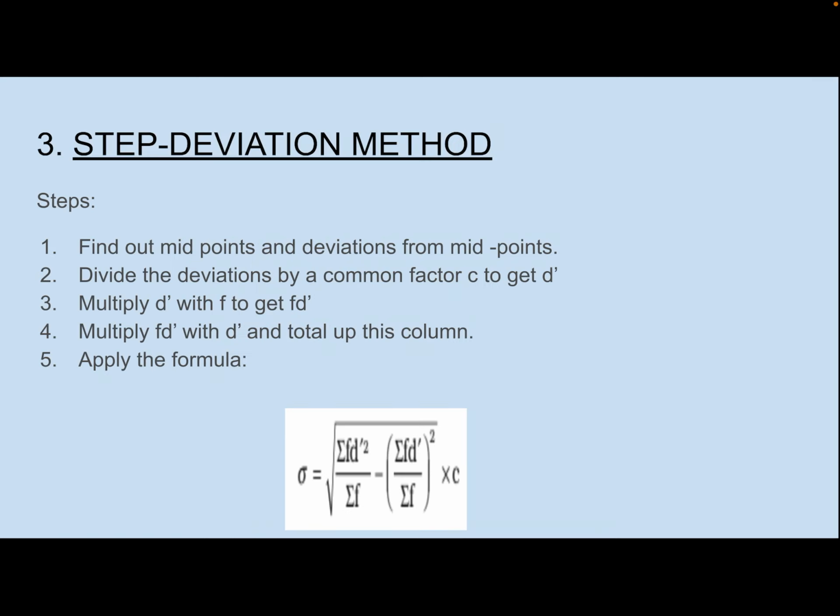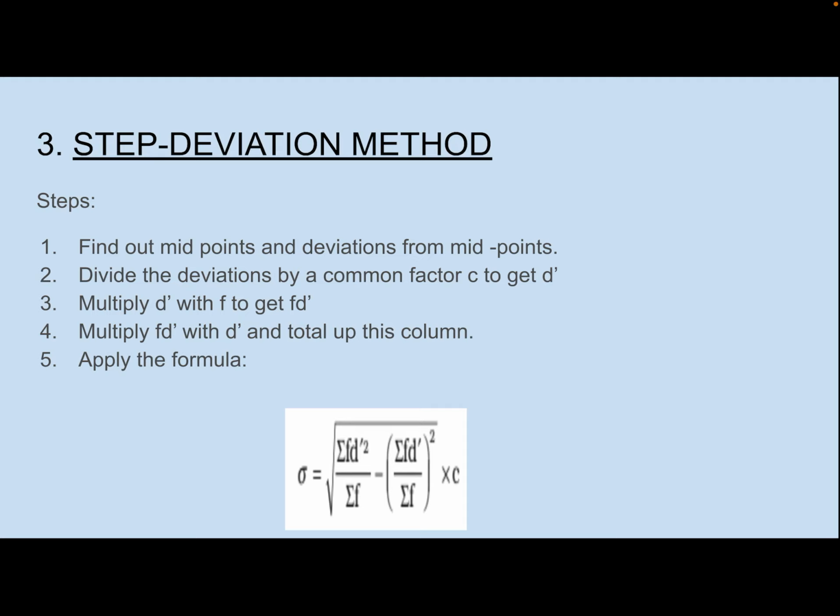Coming to the last method of step deviation, again students, this is similar to the assumed mean method, the only difference being that since we reduce down the scale in the original table, we also have to increase the scale in the final formula. So find out midpoints. From the midpoints, take assumed mean, find out deviations, find out d dash. This is another column that will be made in this method, d dash column. Now multiply frequencies with d dash to get f d dash, and then finally multiply f d dash with d dash to get f d dash square.